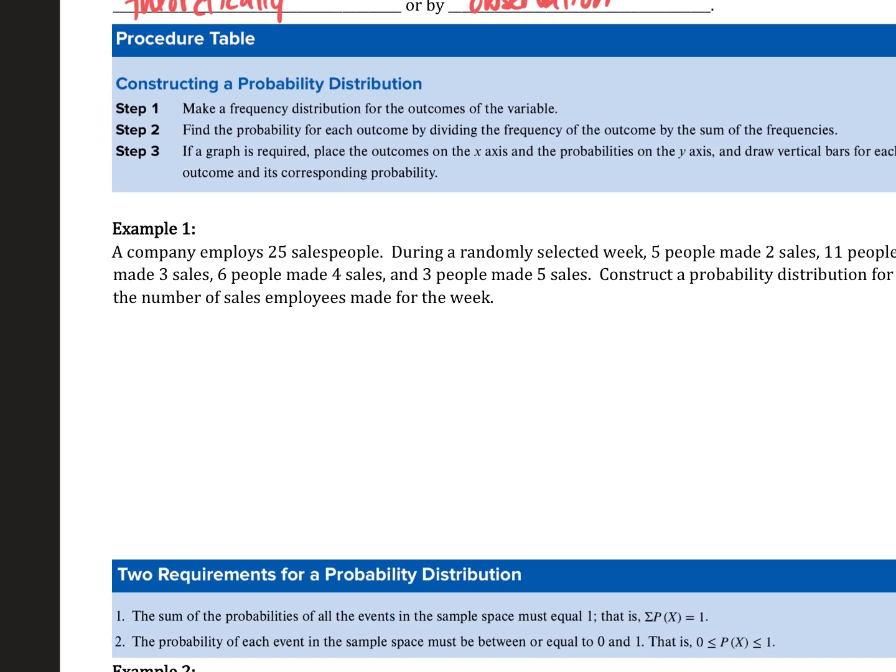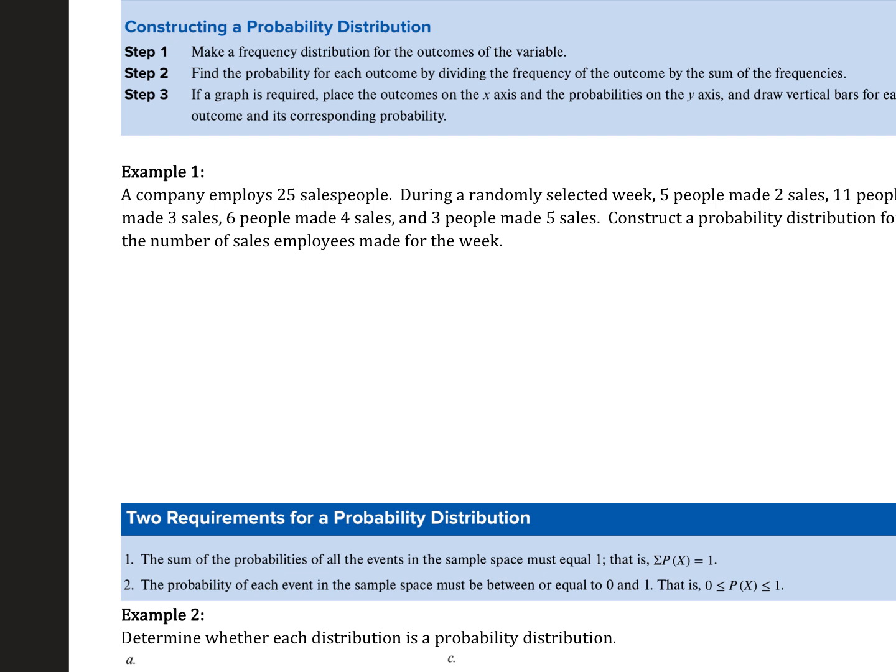So example 1, a company employs 25 salespeople. During a randomly selected week, 5 people made 2 sales, 11 people made 3 sales, 6 people made 4 sales, and 3 people made 5 sales. Construct a probability distribution for the number of sales employees made for the week. So the first thing we're going to do is make a table for sales and then the frequency. So I had 2 sales, 3 sales, 4 sales, and 5 sales.